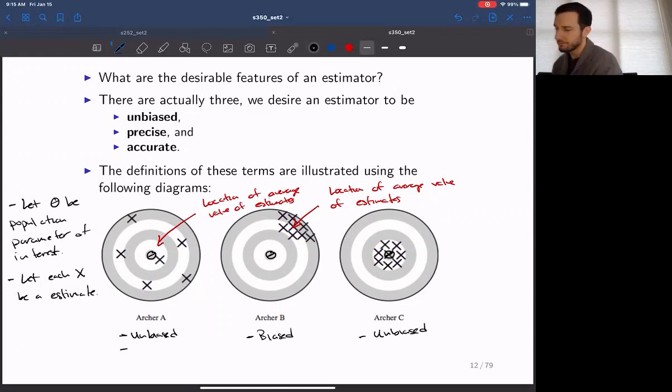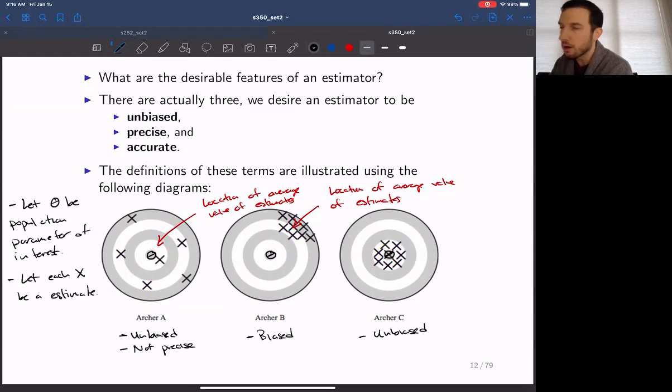So for example, Archer A would be an example of a situation where we have an unbiased estimator that is not precise. The average of these estimates, again, should be right around the center or right around the true value, which is what you would hope for. But we are lacking precision because you can see that the estimates are quite spread out across the dartboard.